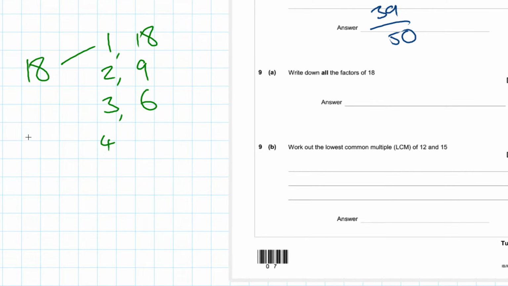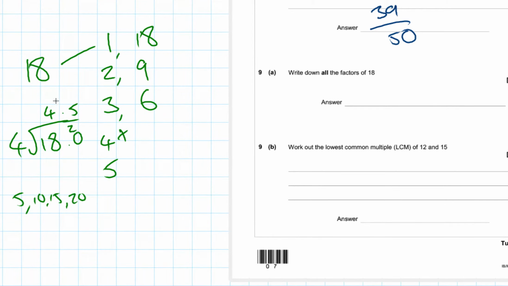We've got 4. If you're unsure, you can always long divide, so 18 divided by 4. We know that's going to be 4, because 4 times 4 is 16, and we've got a remainder of 2, so 4.5. So this is not a factor. And again, 5, we know the 5 times table is 5, 10, 15, 20. So therefore 5 is not a factor of 18.